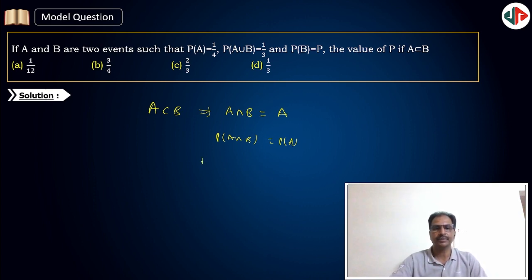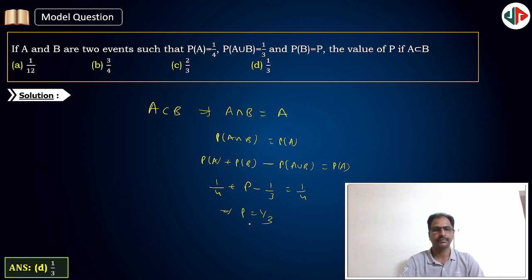P of A intersection B is nothing but P of A plus P of B minus P of A union B, is equal to P of A, which means P of A, 1 by 4, plus P, minus 1 by 3, is equal to 1 by 4. From this, P is equal to 1 by 3, option D.